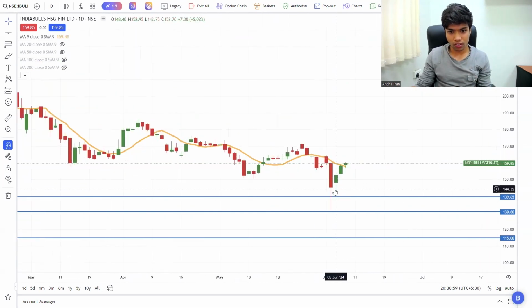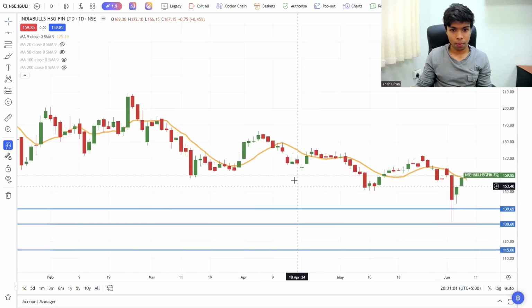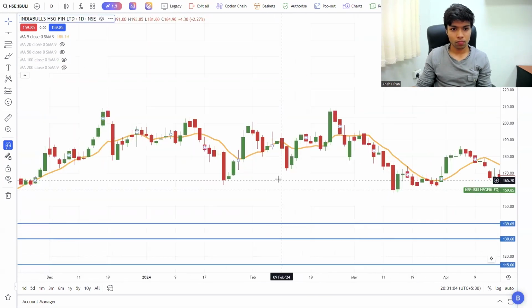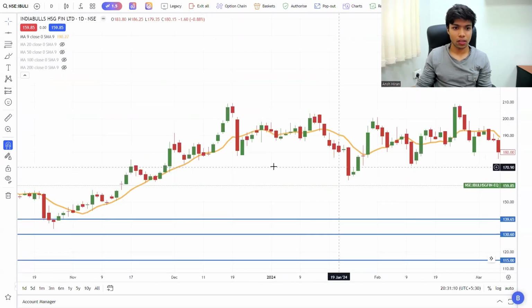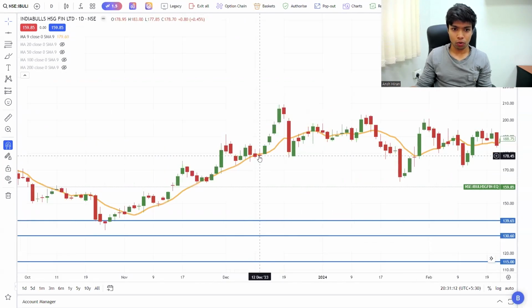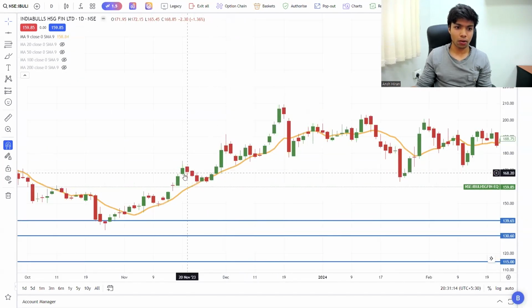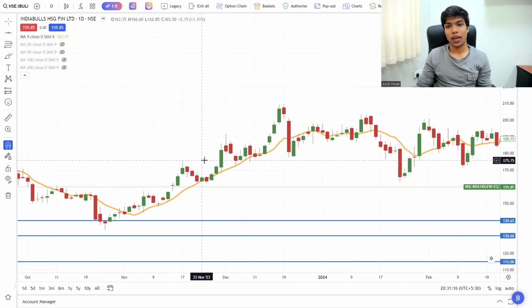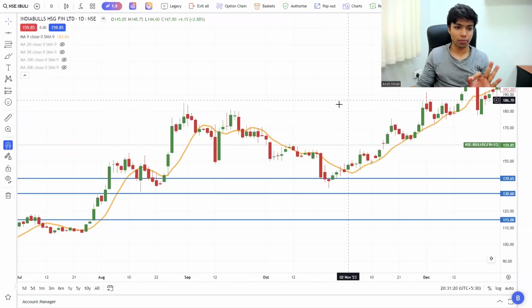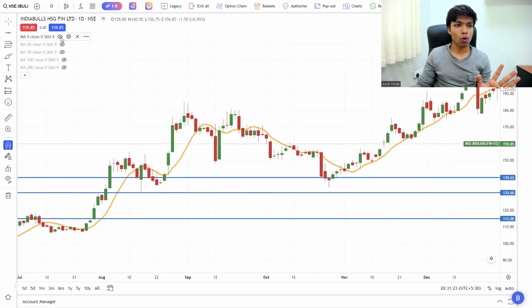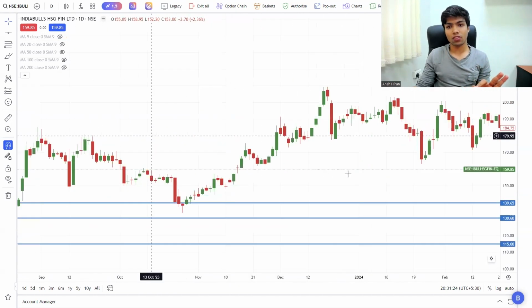And look at this. It went up, took a resistance, came down. Took a support, going up. Took a support, went up. Took a support, went up, and again and again. Like this, it takes support and resistance on these levels multiple times. So the first use of these moving averages is you can use them as support and resistance.